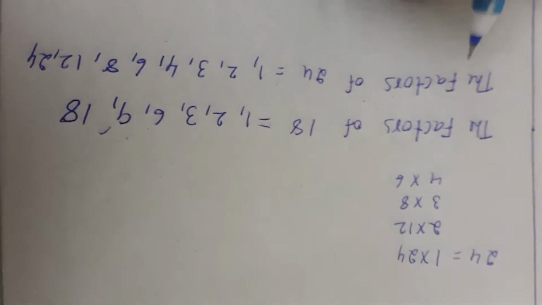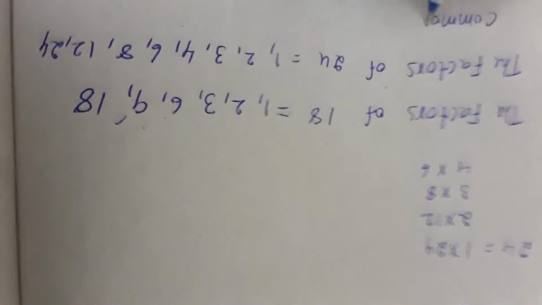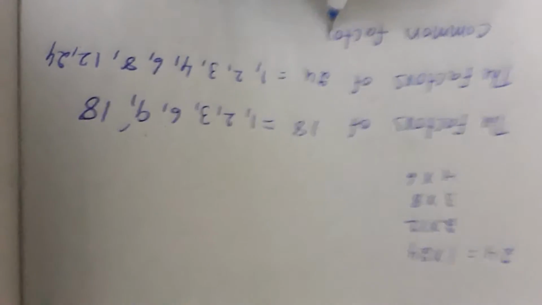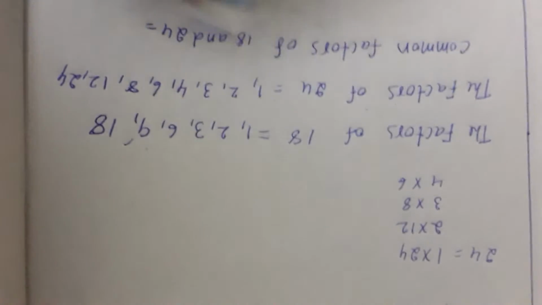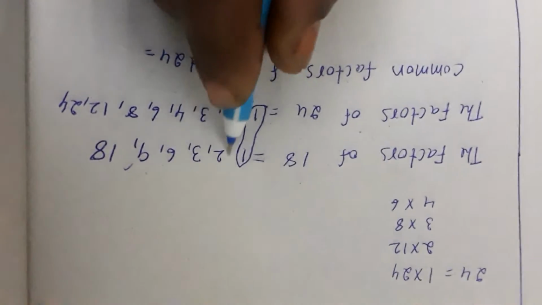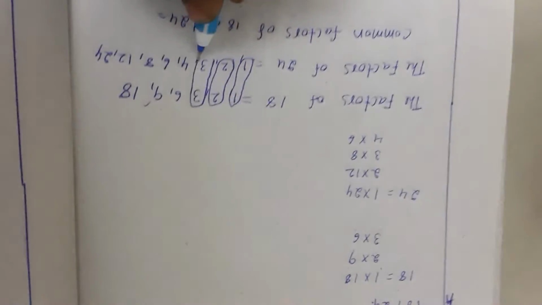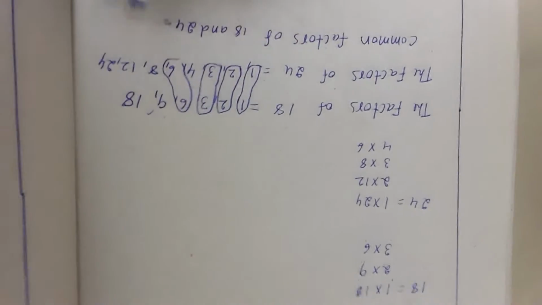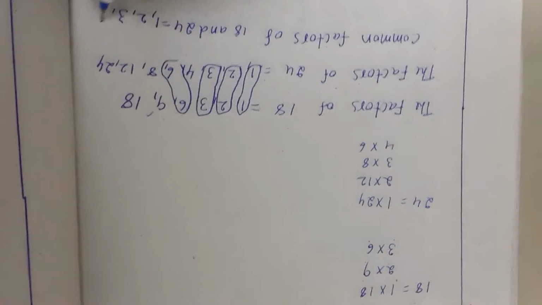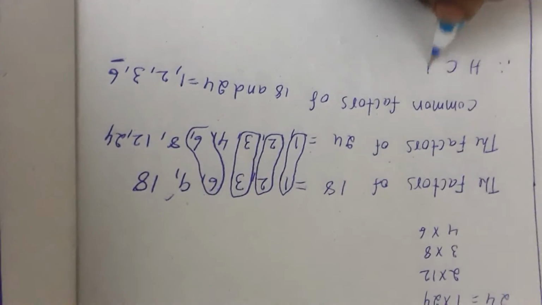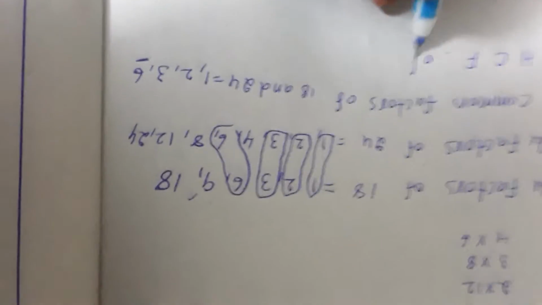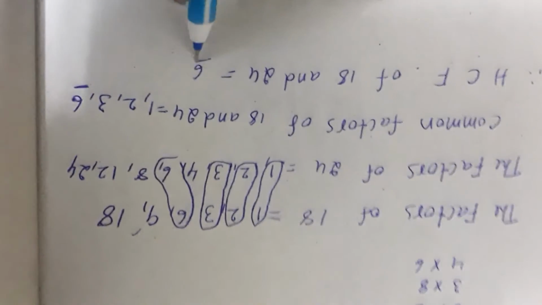Common factors of 18 and 24: 1 is common in both, 2 is common in both, 3 is common in both, and 6 is also common in both. So 1, 2, 3, 6. In this, which is the highest? 6. So therefore the HCF, highest common factor, of 18 and 24 equals 6. This is the factorization method to find the HCF.